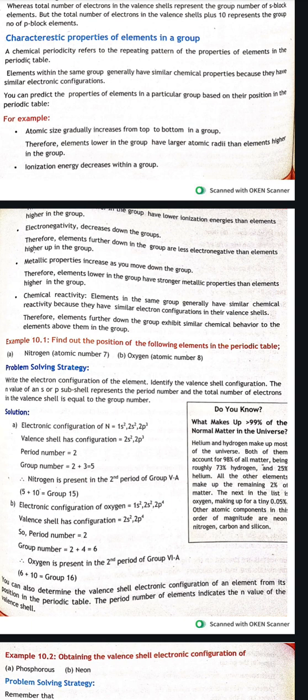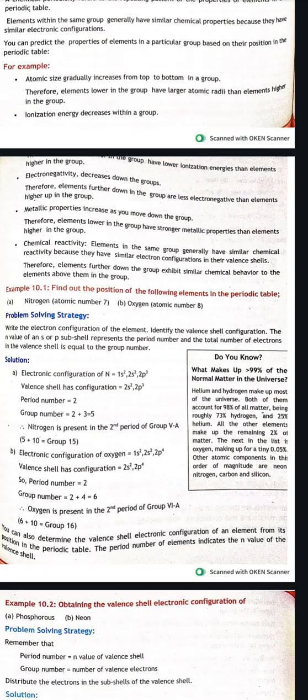Electronegativity decreases down the group. Therefore, elements further down the group are less electronegative than the elements higher up. Metallic properties increase as you move down the group. Therefore, elements lower in the group have stronger metallic properties. Chemical reactivity: elements in the same group generally have the same chemical reactivity because they have similar electronic configurations.